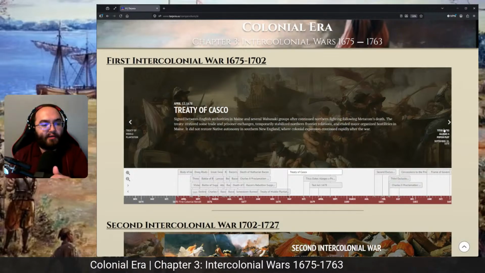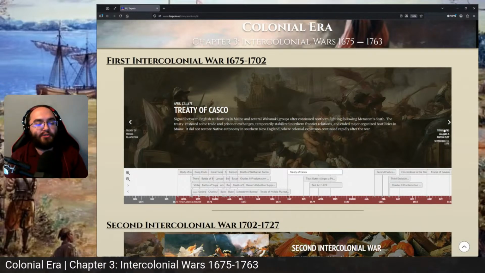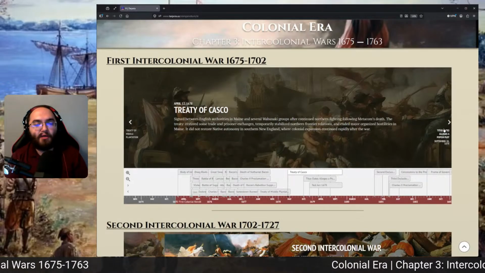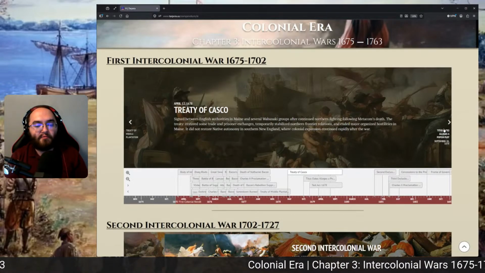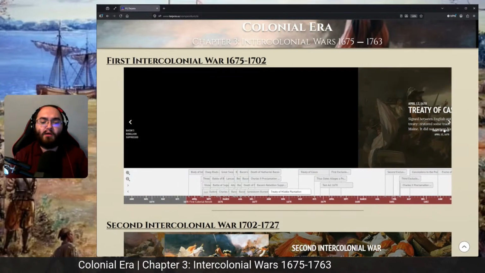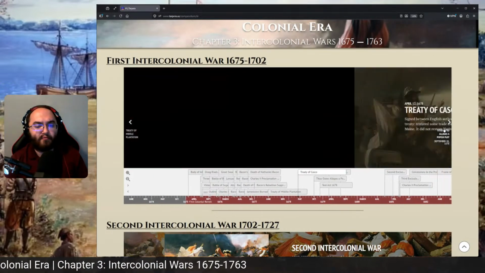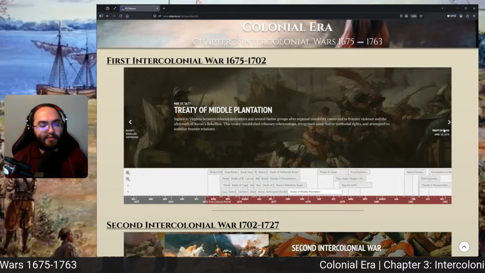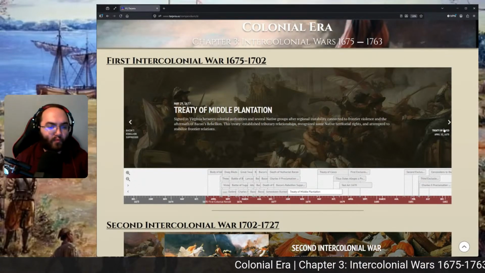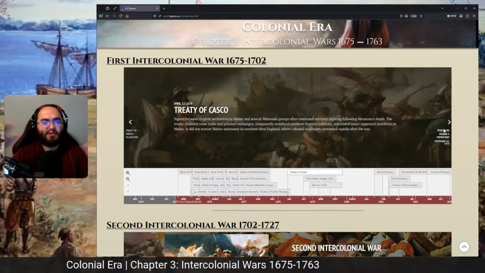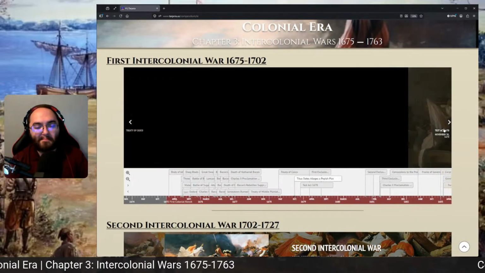You have the Treaty of Casco, which is between the authorities of Maine and several Wabanaki groups after the fighting of King Philip's War. So you have a number of treaties with Native Americans being formed in order to secure peace after the violence of King Philip's War and Bacon's rebellion. So all these things are happening simultaneously.